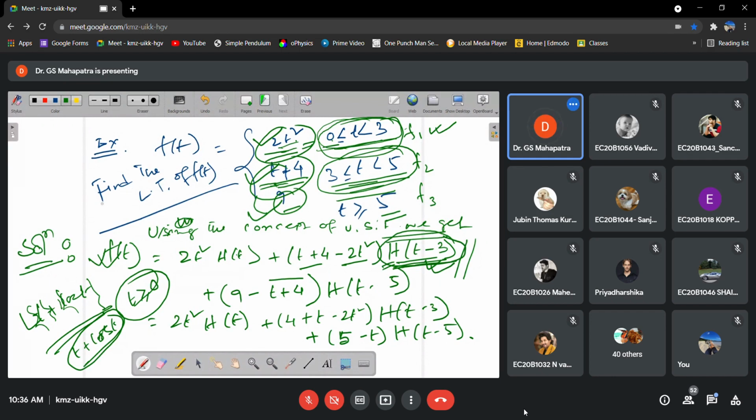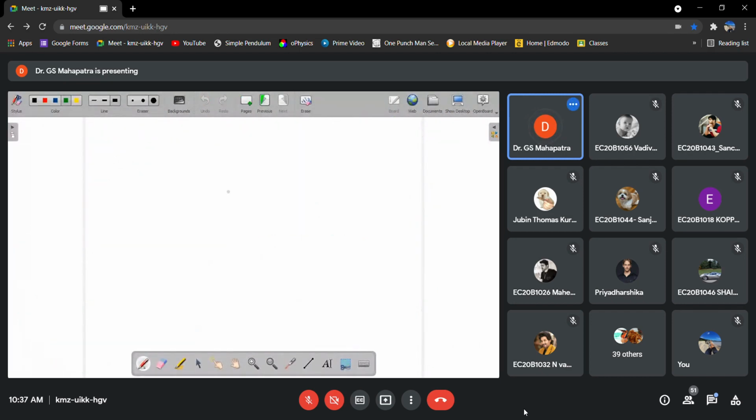So now, to find the Laplace transform of f of t, this is the first step: you have to write the function f of t in terms of the unit step function. Till now we have not discussed what the Laplace transform of the unit step function is. I repeat, what is the Laplace transform of the unit step function? So now I will go there and again come back to this problem. Okay, so next one.